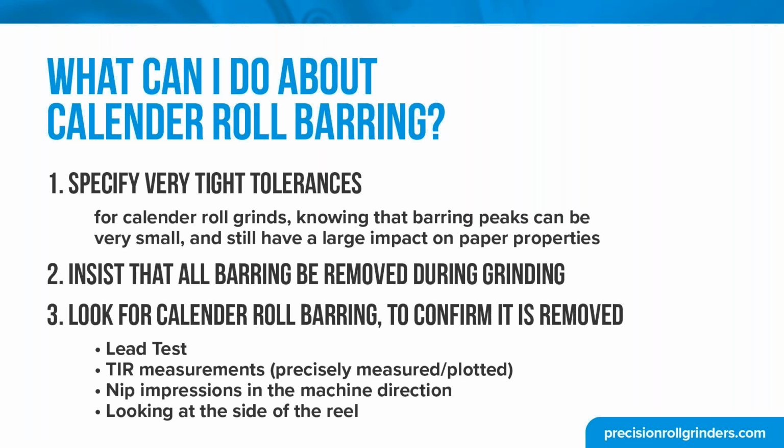And we talked about 4 different ways to look for it. One is the lead test. One is a precise TIR measurement, nip impressions taken in the machine direction, and looking at the side of the reel. 4 different ways to look for barring. So specify tight tolerances, insist that barring be removed, and look for barring to confirm it's gone.